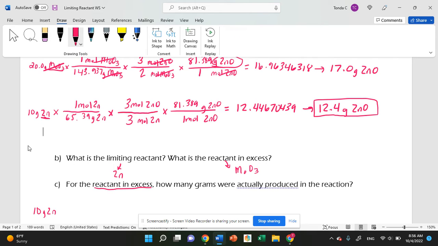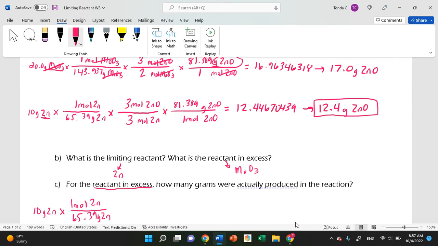So when we do this, we're going to be setting up multiple conversions. Here's my grams of Zn. If you look up above, you have this already laid out. 1 mole of Zn is 65.39 grams of Zn. Note, this allows us to cancel grams of Zn. And next, we have to go from moles of one compound to moles of another, and the only way we do that is a mole ratio.